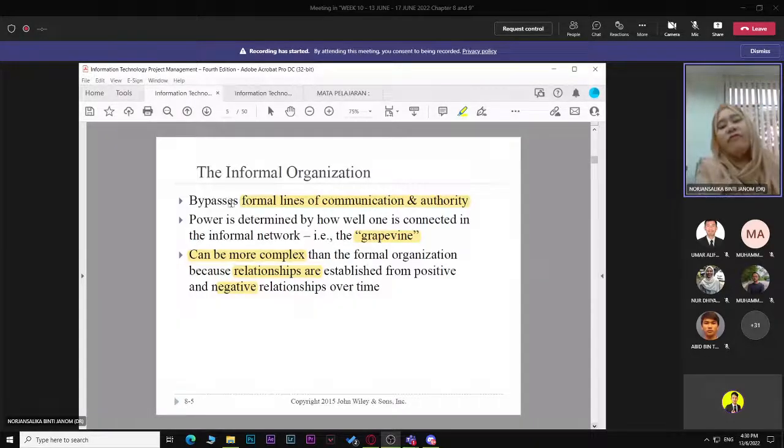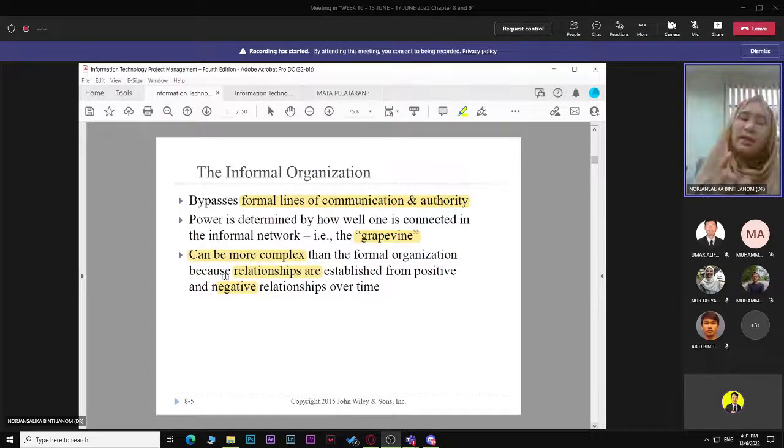So this group is considered informal because there is lots of grapevine, like gossiping. You can chit chat and share your opinion, all those things. And it can be more complex because relationships can be established, positive and negative, over time. Why? Because through the informal, it normally involves emotional feelings. Sometimes someone feels hurt that they weren't invited to go hiking today, and the next day you find out some of the team feel hurt, because they weren't invited, all those kinds of things.